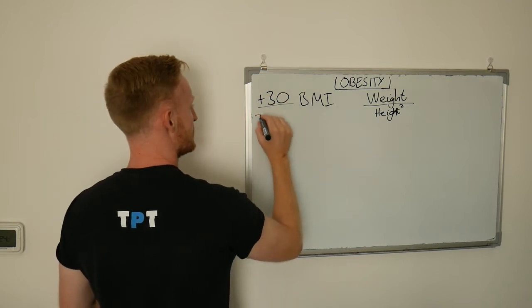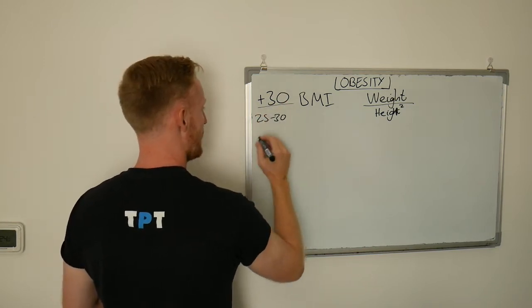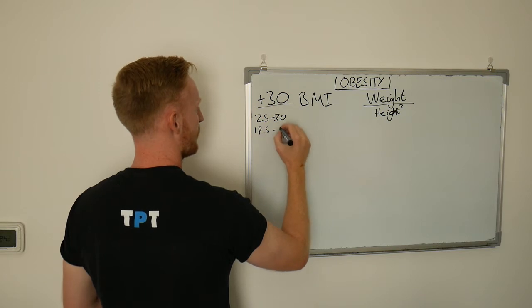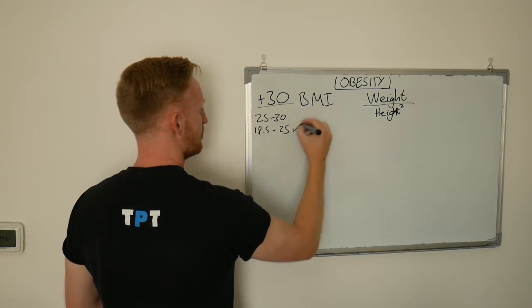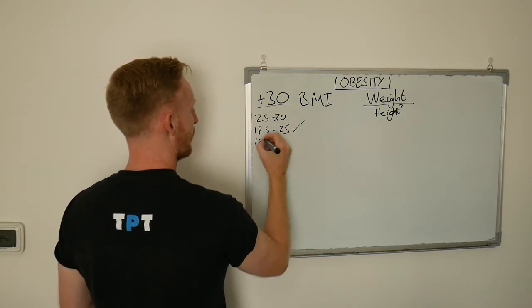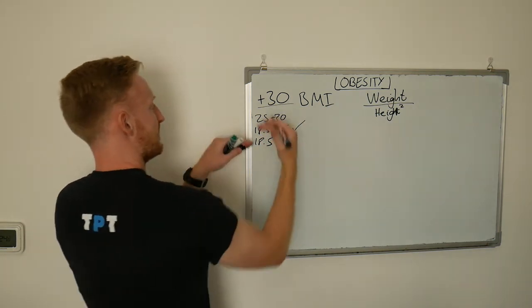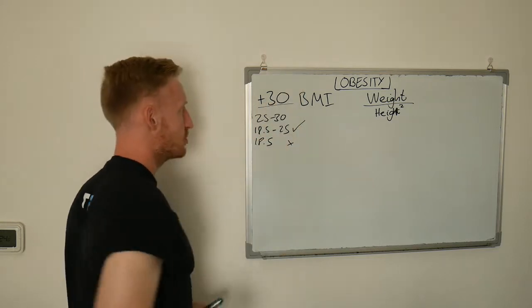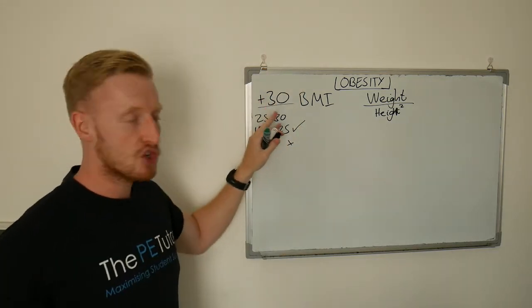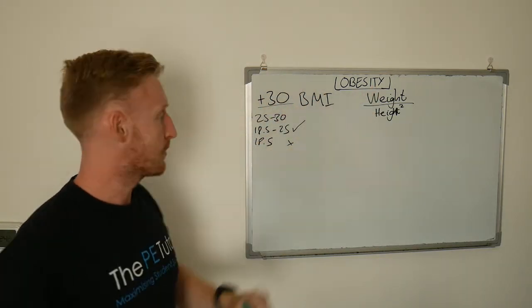Anywhere between 25 and 30 would be overweight. Anywhere between 18.5 and 25 would be normal. And then anywhere below 18.5 would be underweight. Okay, there's extremes in both other directions, but that's where the majority of the population falls when doing this calculation.